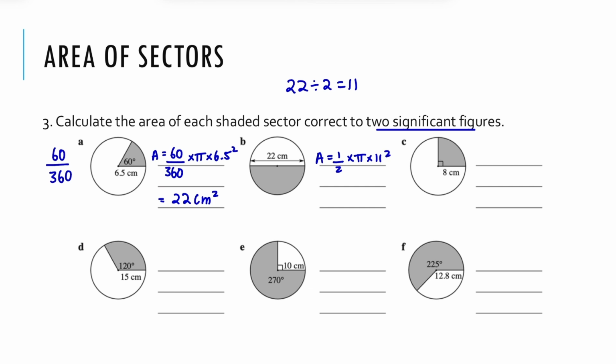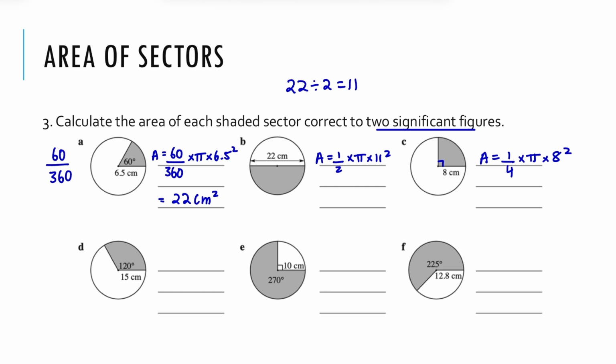The next thing I'm going to do is for part C. Notice here, I don't have the exact degrees, but I do have my right angle symbol. So I know I have a quadrant, or otherwise a quarter of a circle. So the area will be 1/4 multiplied by pi multiplied by 8 squared. And that's exactly what I'll put into the calculator.